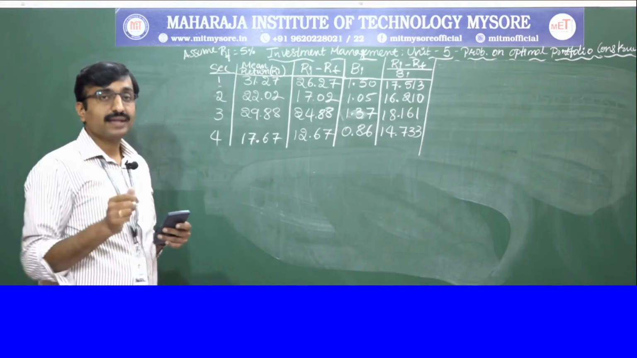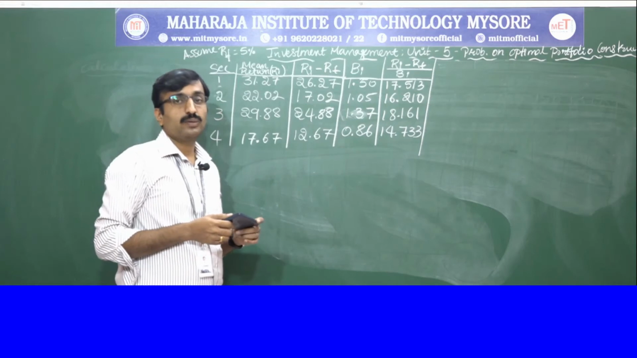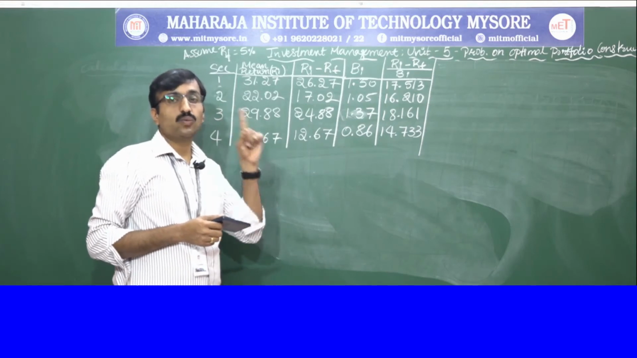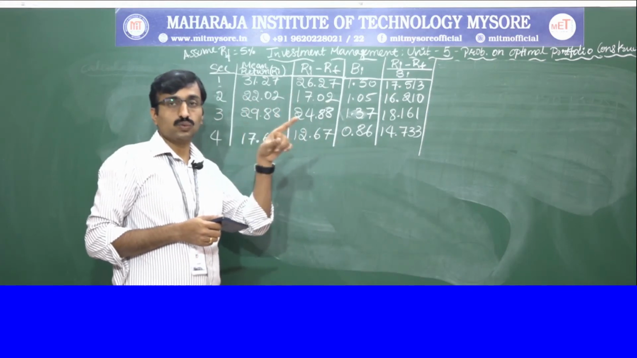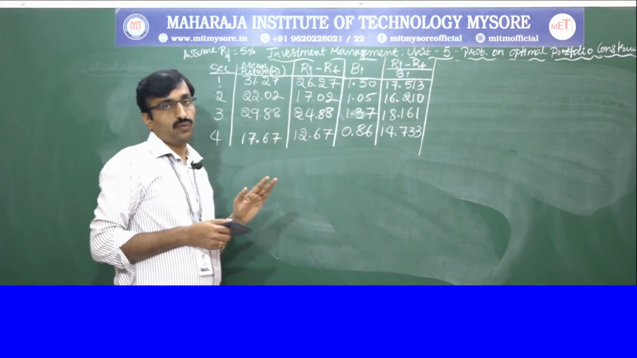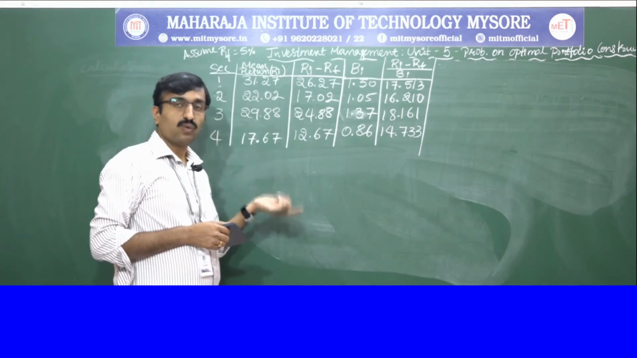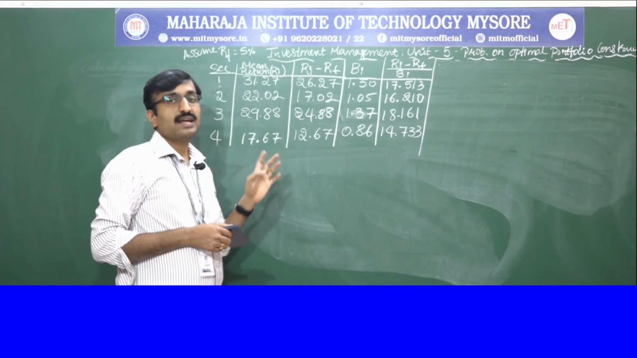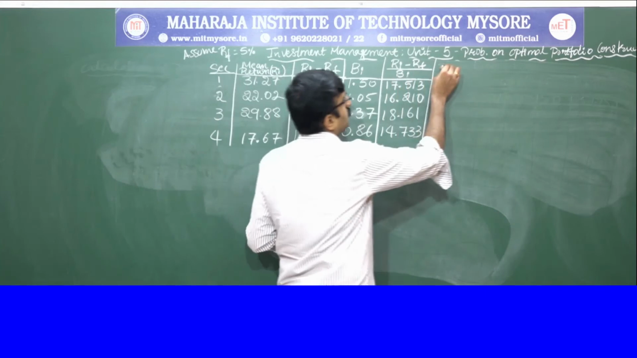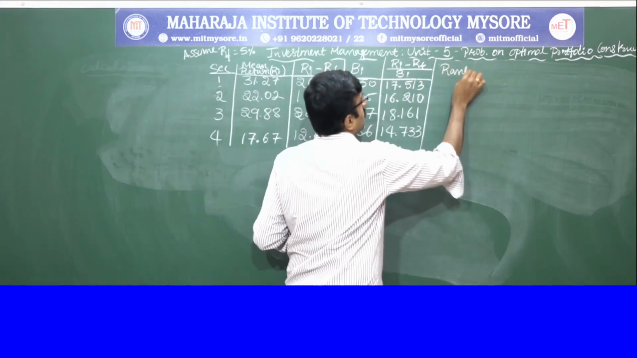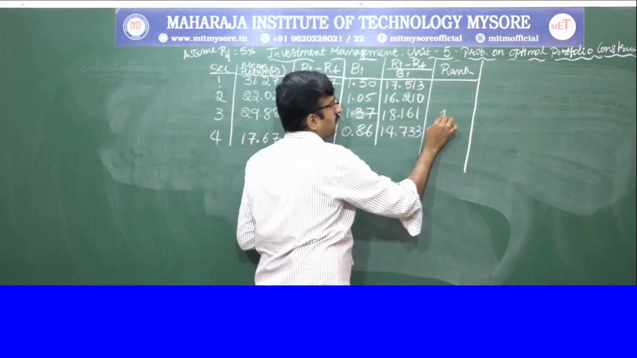So then you have to rank the security. Whichever has the maximum, that we call 1. Then the next one below that is called 2, simultaneously 3 and 4. So if you take Ri minus Rf divided by beta, considering both risk and return, whichever has the highest we call it 1. So here we have to rank it. Whichever is highest, this is 1.